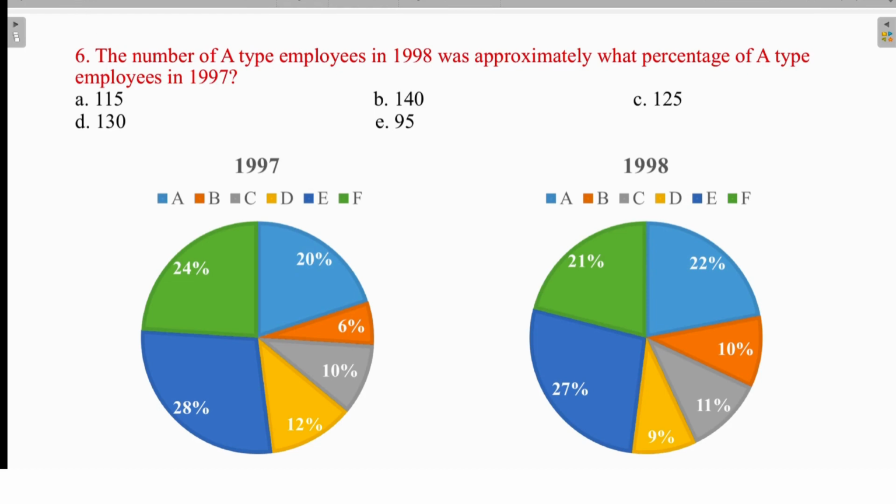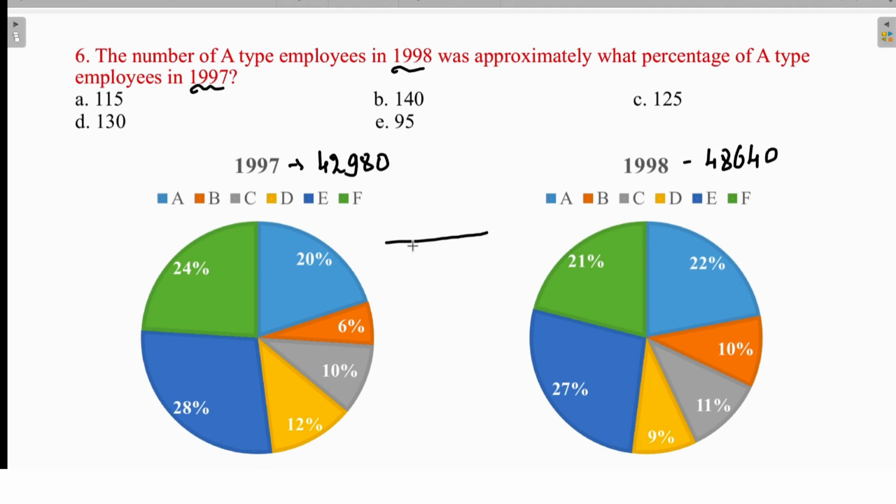The number of A-type employees in 1998 was approximately what percentage of A-type employees in 1997? A is what percentage of B? So what do I have to write in the place of the numerator, and what in the place of the denominator? You have to remember the data. In 1998 we have 48,640. Just keep that number in your mind. Otherwise they will give that. Here I made a typing mistake. We just have to write it.